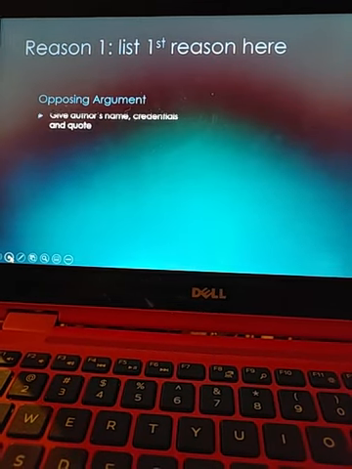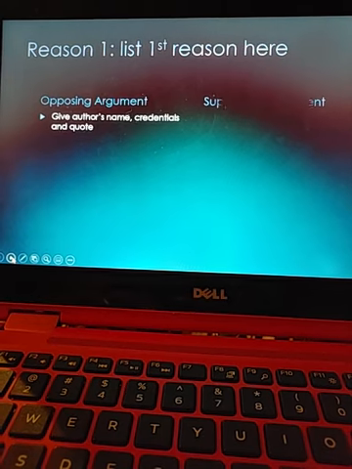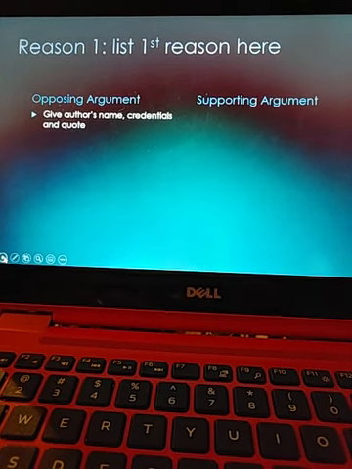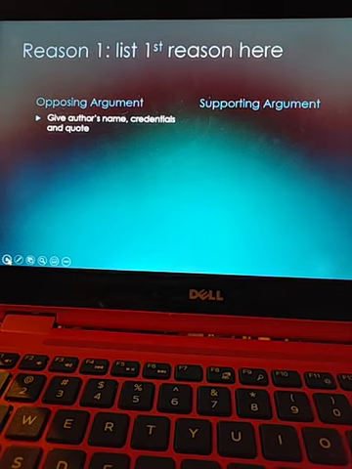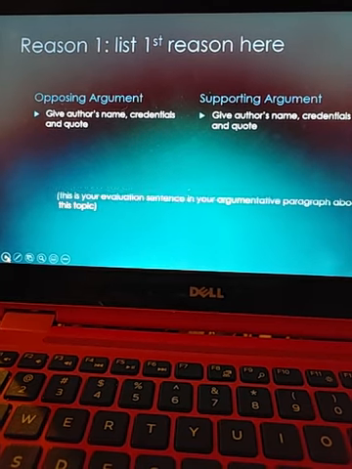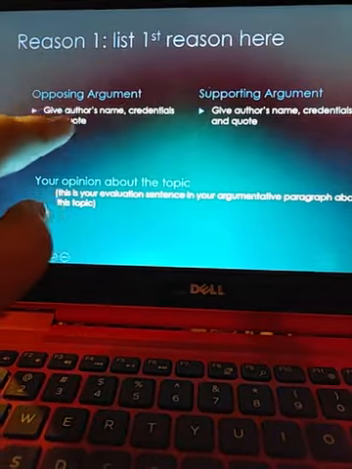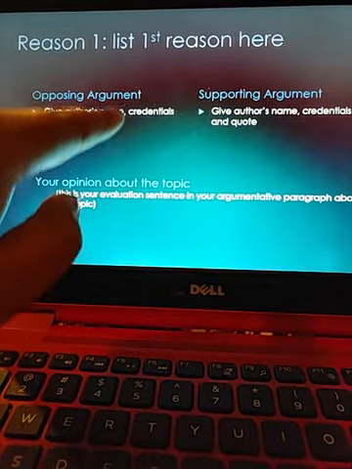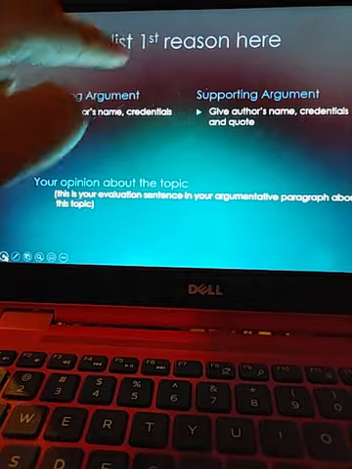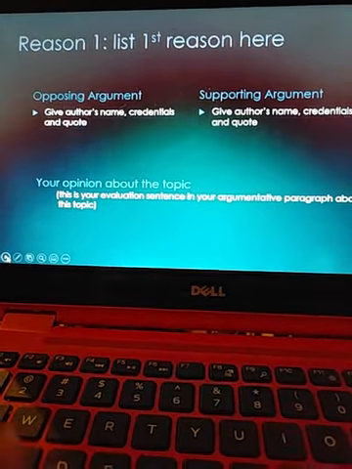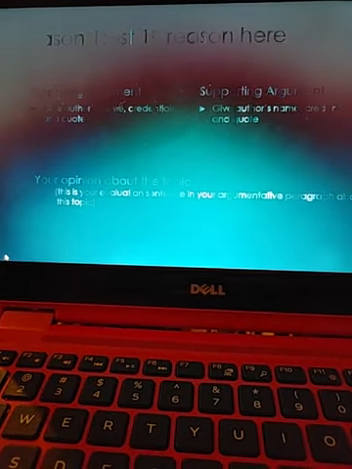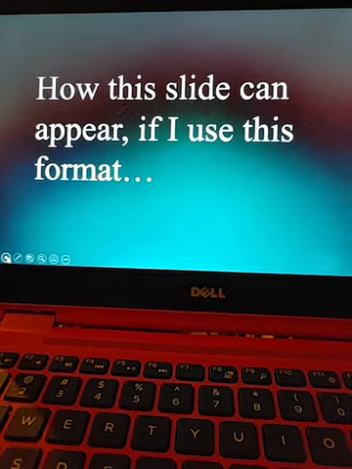Then you're going to have your opposing source sandwich. On the other side, you're going to have your supporting source sandwich. And then at the bottom, what your thought is about the argument that's going on between these two people about this reason, okay? Or this issue. This is how this slide can look if you use this format.